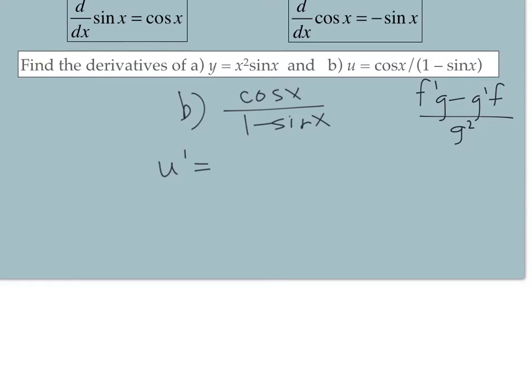Okay? So the derivative of cosine is what? Sine. No, negative sine. So f prime is negative sine. You told me the other day you didn't know how to do quotient law, Ryan, so you should pay attention. Because right now I'm doing it. Okay? F is cosine x. G is what's on the bottom. So we have 1 minus sine x.